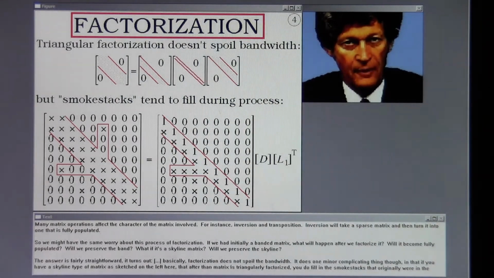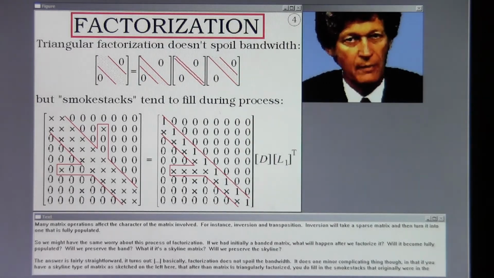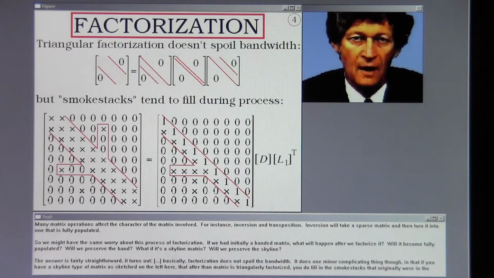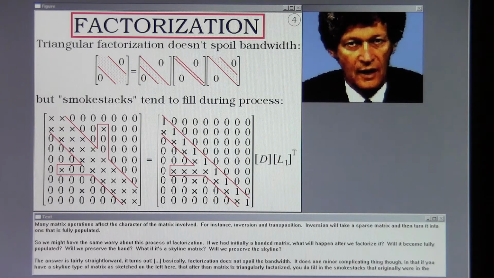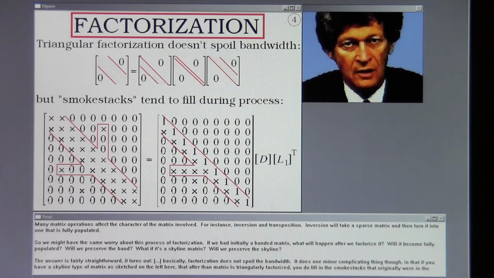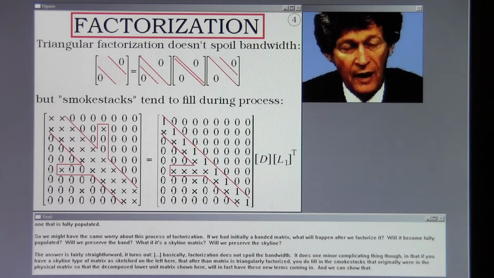Many matrix operations affect the character of the matrix involved. For instance, inversion and transposition. Inversion will take a sparse matrix and then turn it into one that is fully populated. So we might have the same worry about this process of factorization. If we had initially a banded matrix, what will happen after we factorize it? Will it become fully populated?